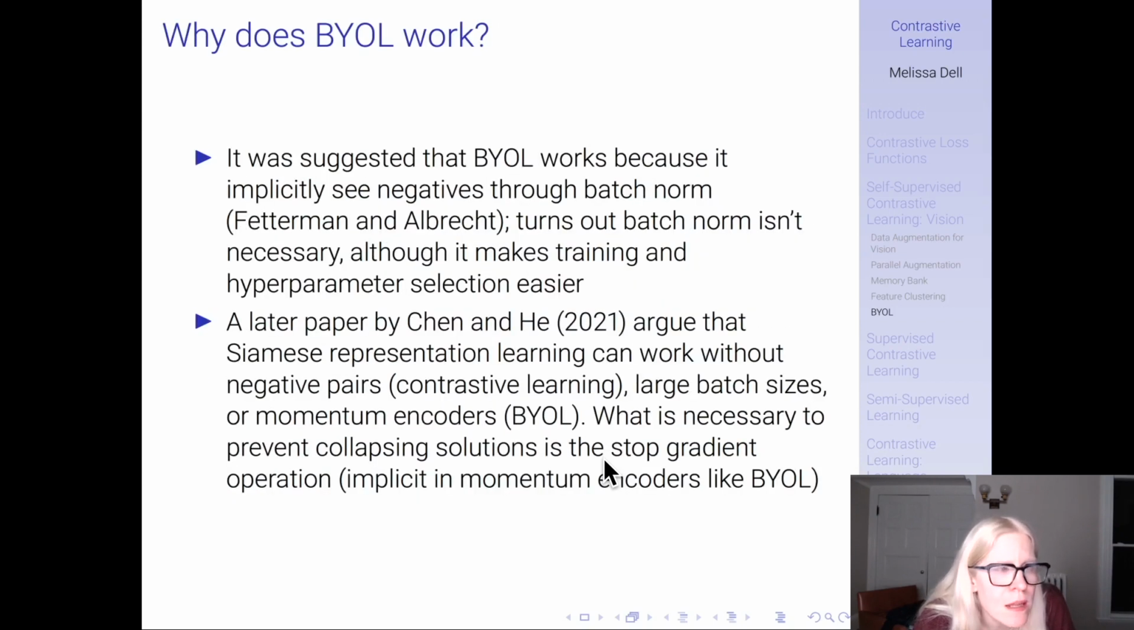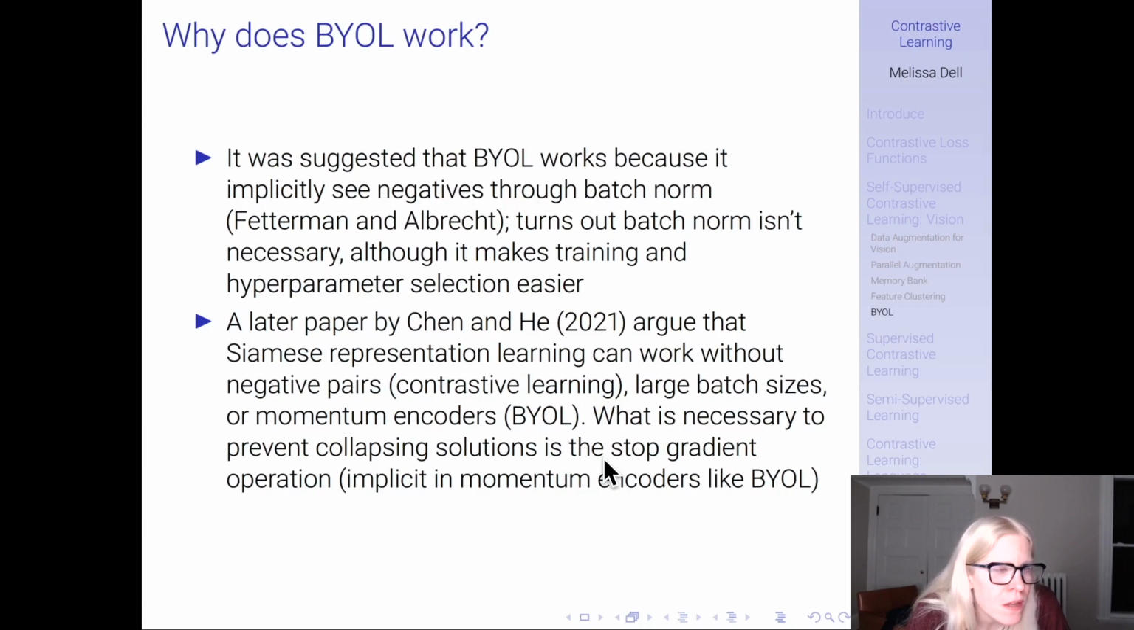So it was suggested that this works because it implicitly sees negatives through batch norm. And it turns out batch norm isn't necessary, although it makes training and hyperparameter selection easier. Instead, there was a later paper by Chen and He, and again, like I think I mentioned in class, I think that Kaiming He just has this incredible intuition for what is happening when you try to minimize these massive functions in hundreds of millions of dimensions. And he had a very informative paper on this as well.